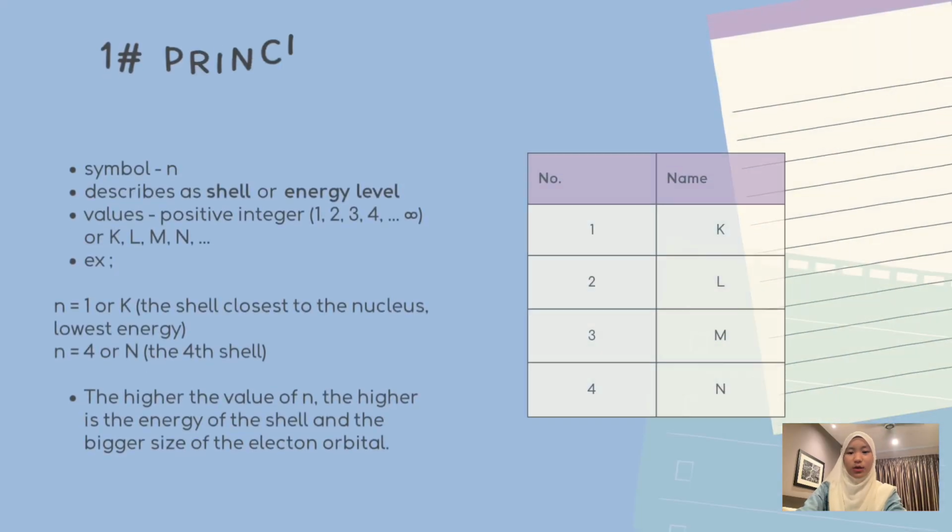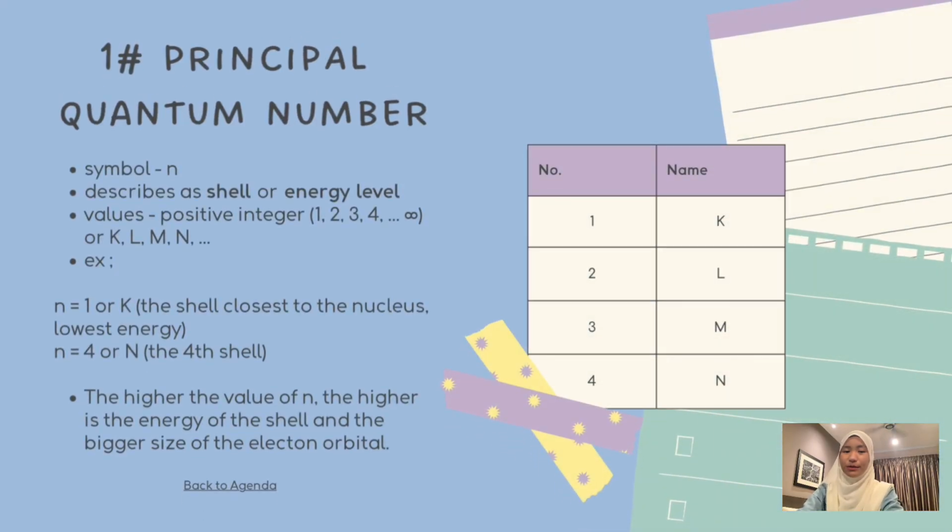Okay, let's start with the principal quantum number. The symbol is n, and it describes the shell or energy level. The values are positive integers, like 1, 2, 3, 4 and more, or using the code letters K, L, M, or N. For example, n equal to 1 is the first shell, or K, the shell closest to the nucleus that has the lowest energy. Another example, n equal to 4, or N, is the fourth shell, which has the highest energy.